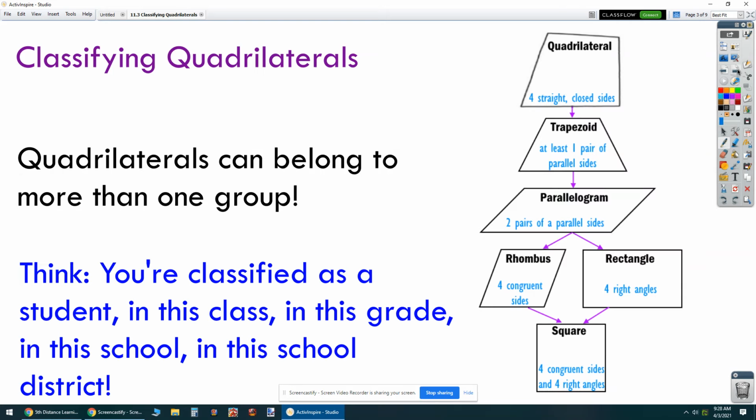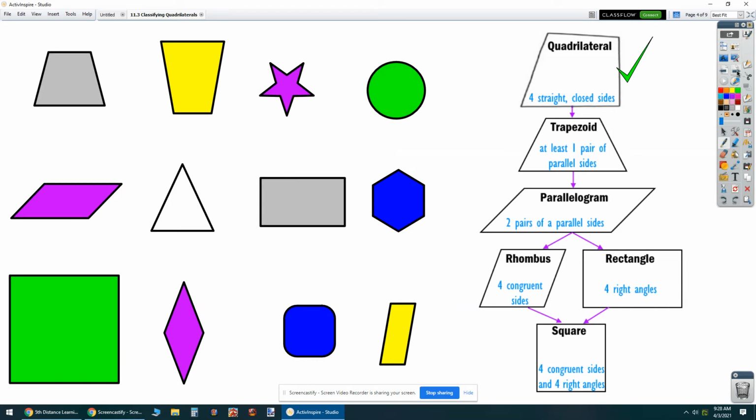And the last thing before we start actually classifying some quadrilaterals is to know that quadrilaterals can belong to more than one group at a time. Think about yourself, right? You are actually classified. See that word class in there? You're classified as a student, but you're also classified by being a member of this particular class, in this particular grade, in this particular school, in this particular school district, right? Those are all ways we can classify you. You're in all those groups all at the same time.